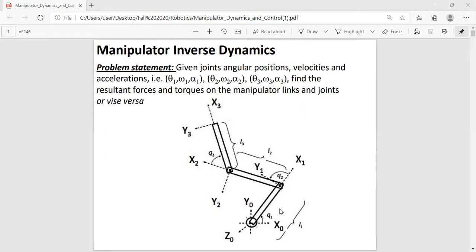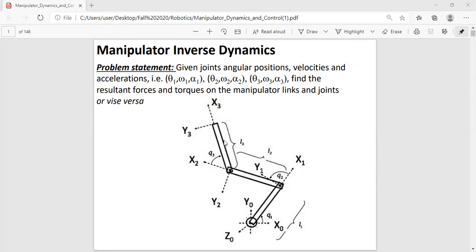Let's count the number of unknowns. On the first link, how many unknowns do we have? We have fx, fy, and a torque. And because this is a planar robot, how many equations can we have? We can have the summation of the forces in the x direction, the summation of the forces in the y direction, and then we can sum the torques. So we have three equations and three unknowns.